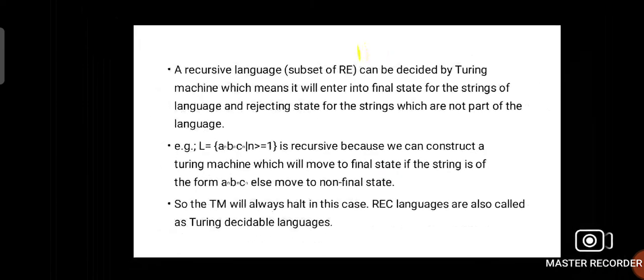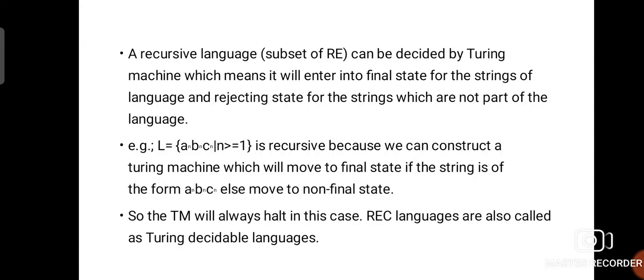Now we can see what is meant by a recursive language. A recursive language can be decided by a Turing machine. That means after processing a particular string, the Turing machine can tell the conclusion about whether the string is acceptable or not. So such languages are called decidable languages by the Turing machine. Languages which can be decided by the Turing machine about their acceptability are called decidable languages. All the decidable languages are recursive languages.